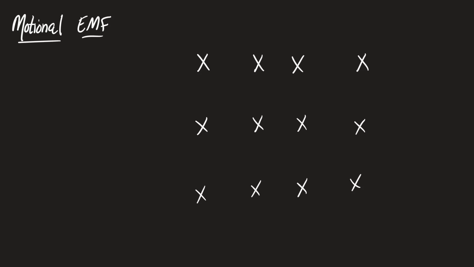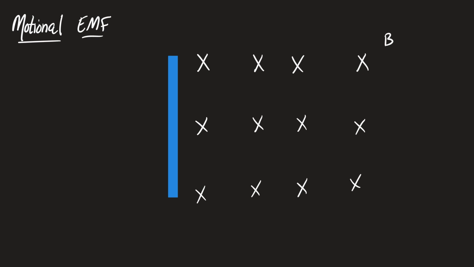So imagine a region of space with a magnetic field that is pointed into the board. And then imagine, if you can, a conducting bar. It could just be a piece of wire, but something that is a conductor and has a lot of free charges in it. And then I want to give it a velocity.